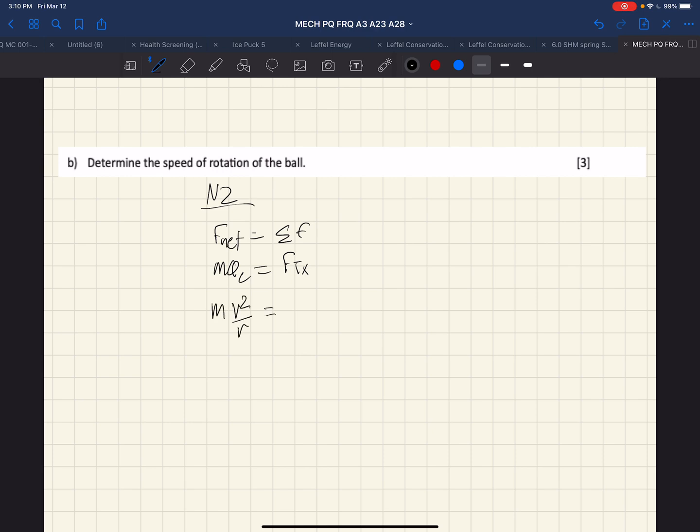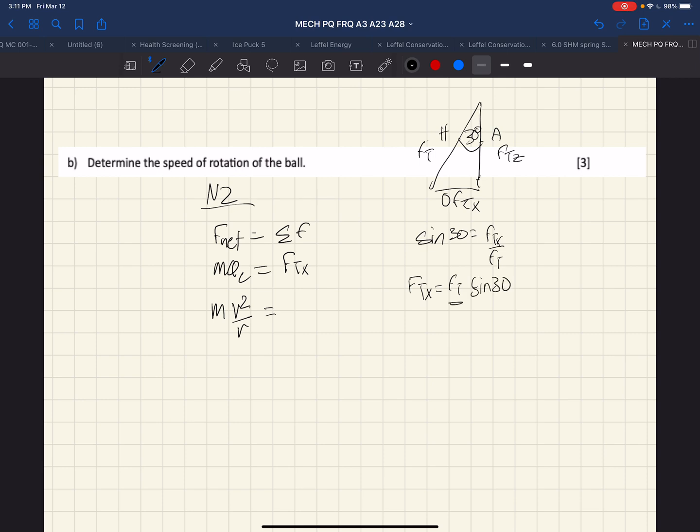And FTX, well, let's come up with an expression for FTX. We know this angle is 30 degrees. Adjacent side, hypotenuse, or an FT. This is FTZ, and this is FTX, and that's the opposite side. So we'll do our trig. Sine of 30 is FTX over FT, and therefore FTX is FT sine 30.